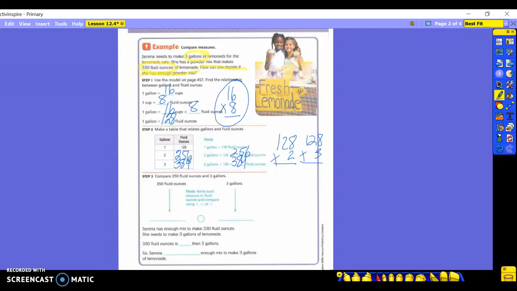So now we're going to compare the information we just got. We're going to compare the 350 fluid ounces of lemonade that she has with the 3 gallons. So the 350 just moves down, right? And if you want to abbreviate this, I usually put FL and then OZ. So fluid ounces could be abbreviated that way. And then how many did we find for 3 gallons? You want to go to ounces? So the 384.